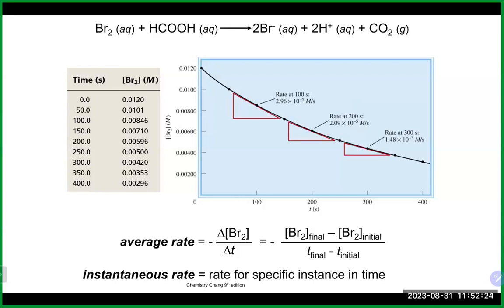One is the average rate, which is over a whole period of the reaction. And that's found by what we were talking about there, in terms of Br2: minus the change in the concentration of Br2 over the change in time. And there's also an instantaneous rate, which may be just a pocket of a window into that reaction.